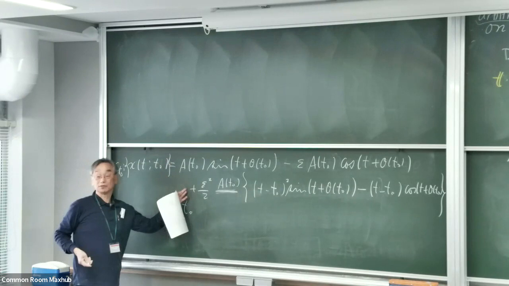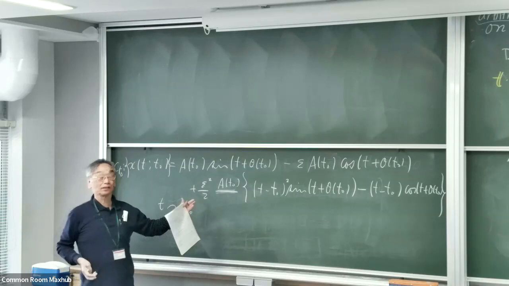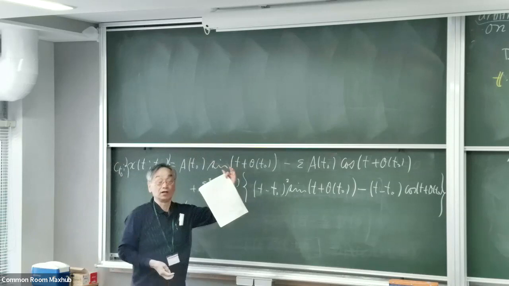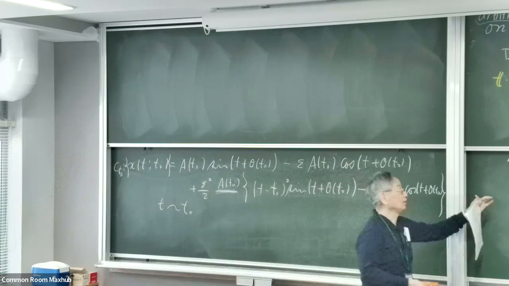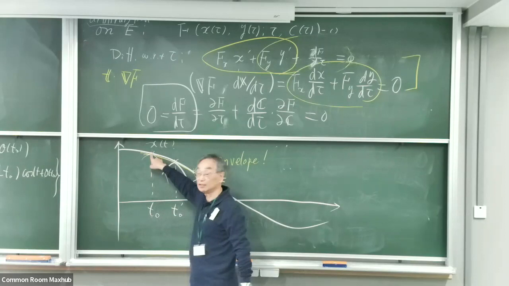So, in the course of construction, we know what T naught should be, because T naught is a contact point. Our function should be on the exact solution, and the exact solution is supposed to be the envelope. So this parameter should be on the contact point.